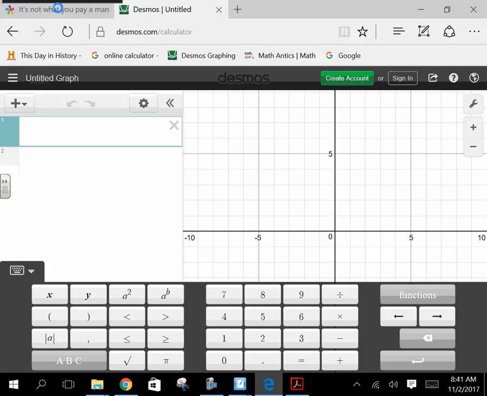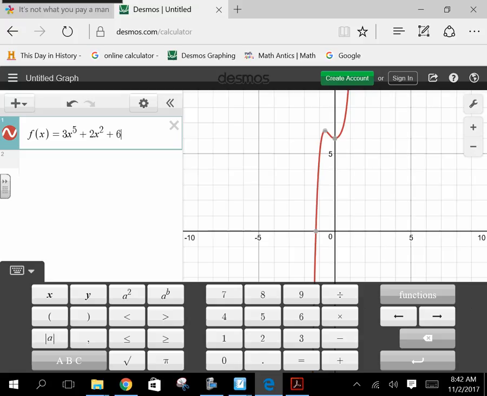So let me type in a function. I'm going to type in a polynomial function. Watch what happens here. Let me write 3x to the 5th, let's say. Plus 2x squared. Plus 6, say. Keep on putting plus here. All right. Okay, so there's a funky graph there, right?